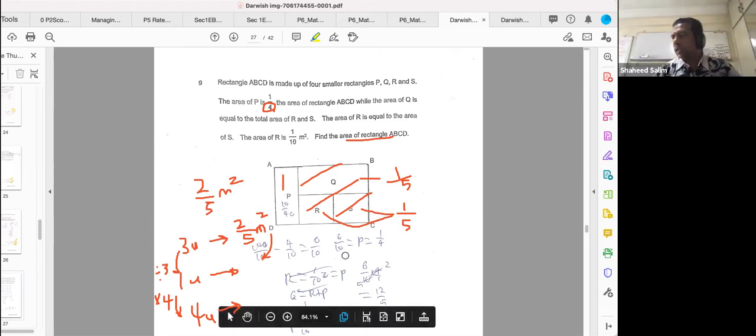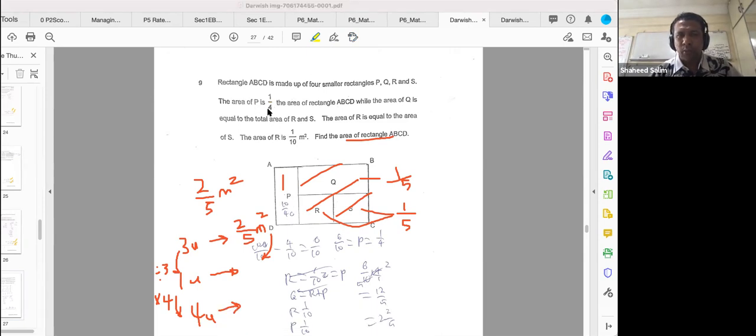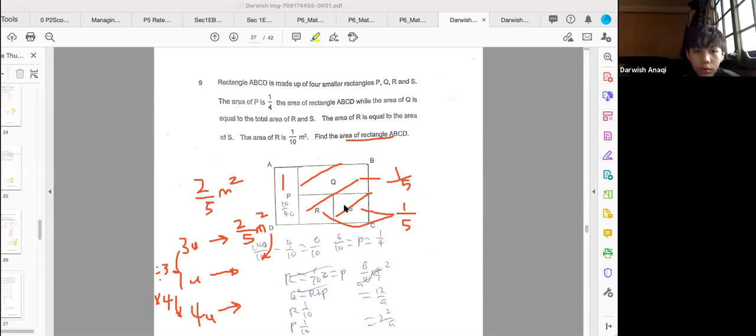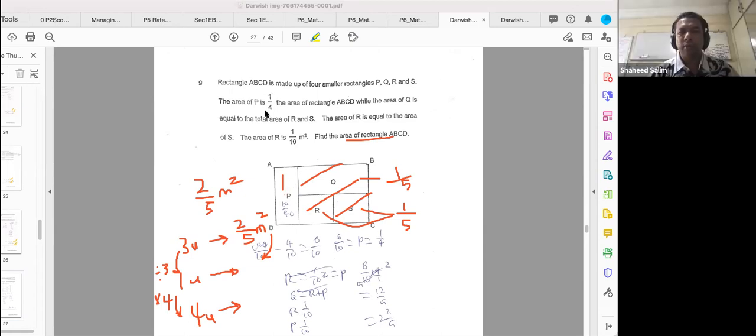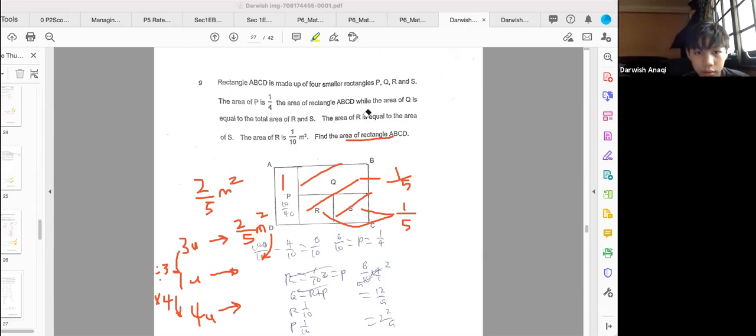We got 13%. Okay. Down here, you see, you must be very clear about this. If you are not clear, please tell me. Area of P is 1 out of 4. So that means QRS is how many out of 4? 2 out of 4. Cannot be 2 out of 4. This is 1 out of 4. Total is 4 out of 4. 3 out of 4, right? QRS is 3 out of 4.